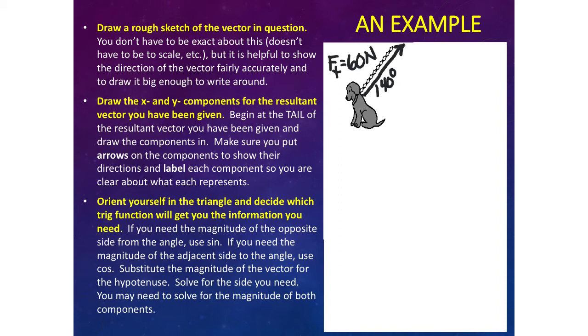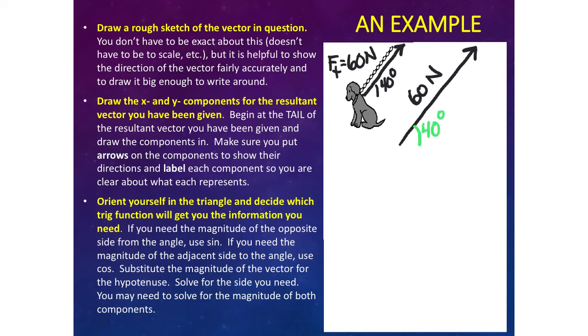Okay? So for number 1, I'm going to draw a rough sketch here of the vector in question. I'm just going to redraw this vector to make it a little bigger. This is going to be 60 newtons. I know that much. And I know that it's going to make an angle of 40 degrees with the horizontal. So this is going to be 40 degrees.